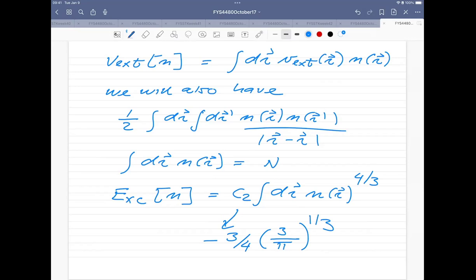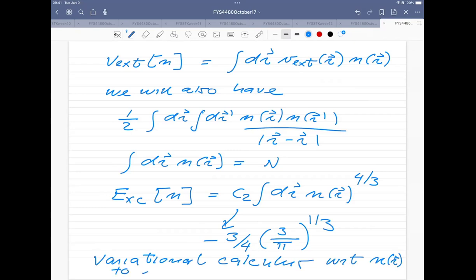So what we need then, in order to find the equations of motion, is variational calculus. So let me just write this up, because this is where we are going to start next week. So variational calculus. That means that we are going to use the Euler-Lagrange equations. We are going to put in a Lagrangian, which we will identify as the energy. So variational calculus with respect to the density n of r to find the equations of motion, which in our case is Schrödinger's equation. And this is where we will start next week.